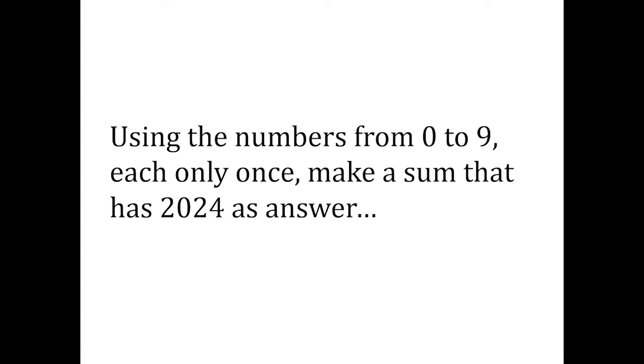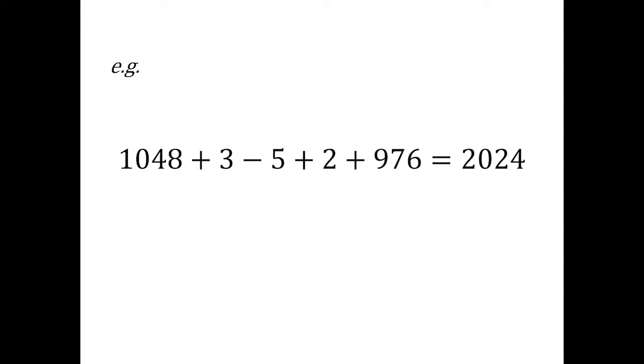Let's try a question with the year count 2024. Using the numbers from 0 to 9, each only once, make a sum that has 2024 as an answer. You'll probably look at the 9 as the hundredths digit and the 1 or the 2 as the thousandths digit. I came up with this one, but there must be many other options. 1048 plus 3 minus 5 plus 2 plus 976, which equals 2024. And this is a question you can do with all your learners.